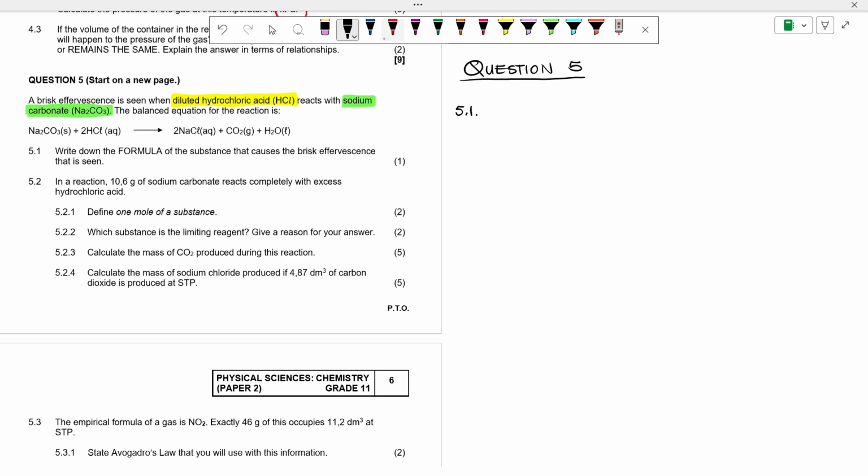Sodium chloride. Sodium chloride. Okay, that's a good guess. But maybe if you go to Google and check what brisk effervescence actually is, they say it's a chemical reaction that produces a rapid release of gas bubbles, usually carbon dioxide, in a liquid.